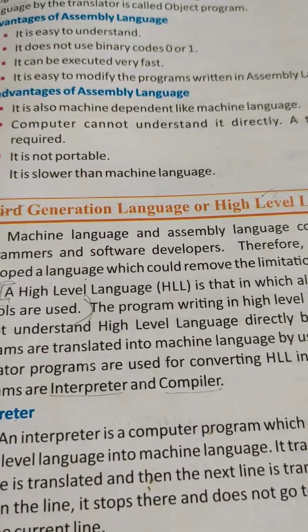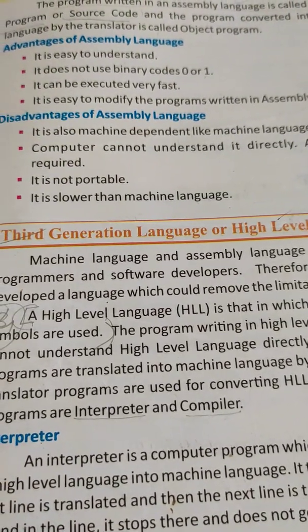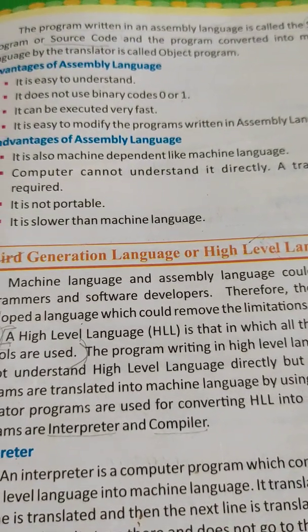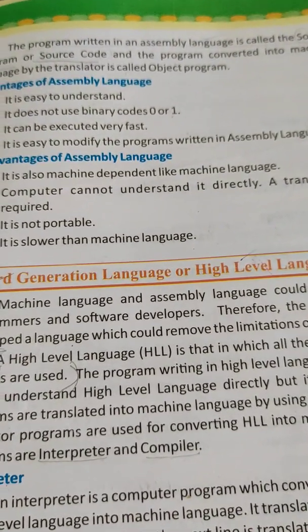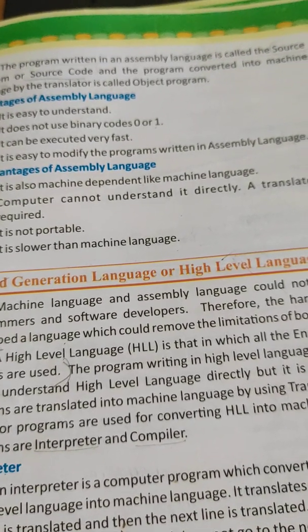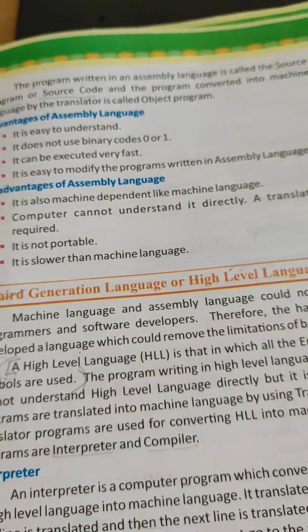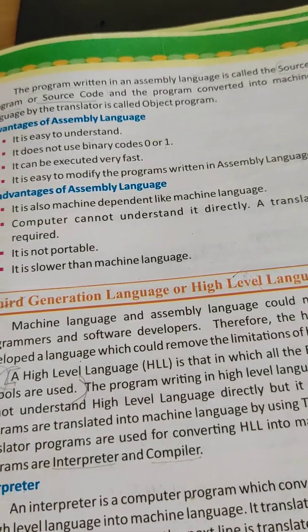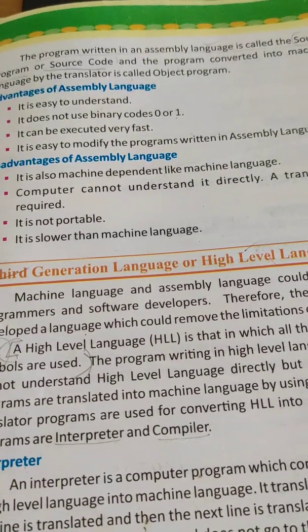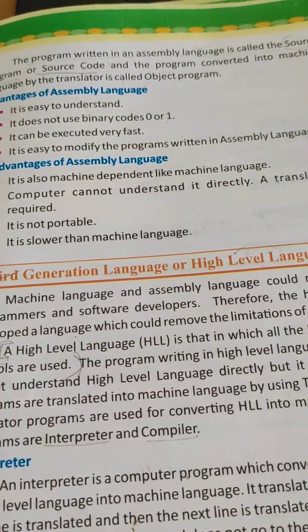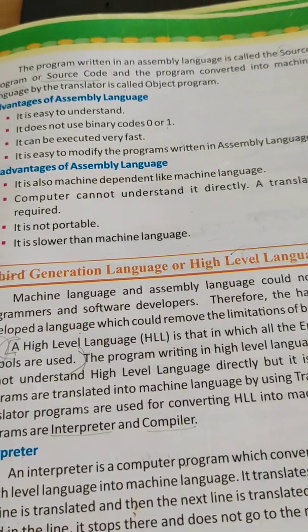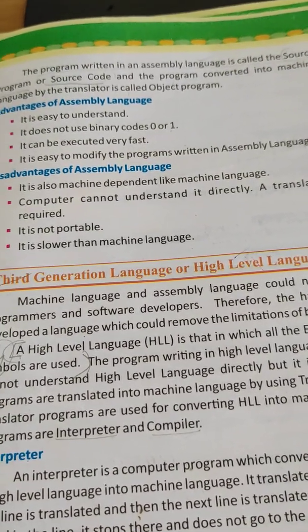Machine language and assembly language could not solve all kinds of problems of programmers and software developers. Therefore, through the hard work of programmers, developers developed the high level language, meaning third generation language, which could remove the limitations of both machine and assembly language. In high level language, all the English alphabet, numbers and symbols are used, and a program written in high level language is easier than in both earlier languages.